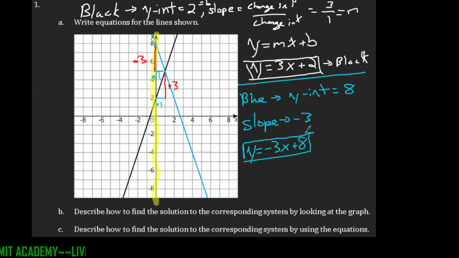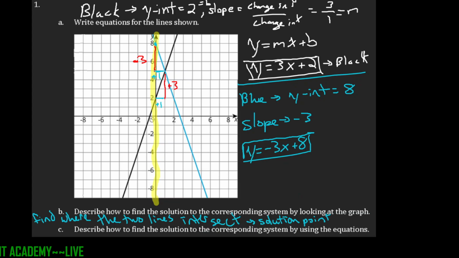All right. For part B, it says describe how to find the solution to the corresponding system by looking at the graph. Well, that one's real simple. Find where the two lines intersect. Where they intersect, that's your solution point.